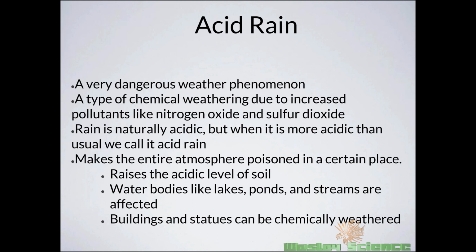It can really make the atmosphere poisoned in certain places, damage the soil, damage the water, damage the animals that live in the water. It can also weather and erode buildings and statues. So buildings and statues can be chemically weathered from acid rain. That's why we're talking about it right now.